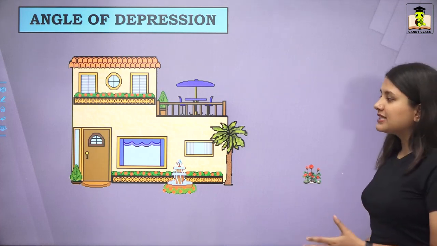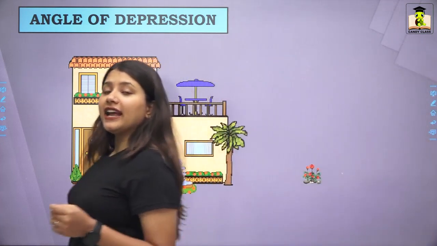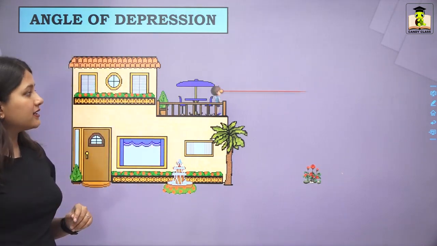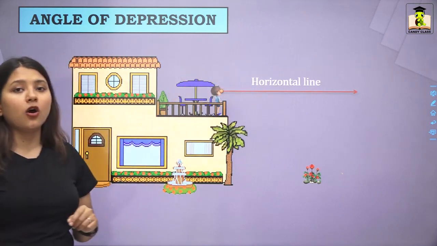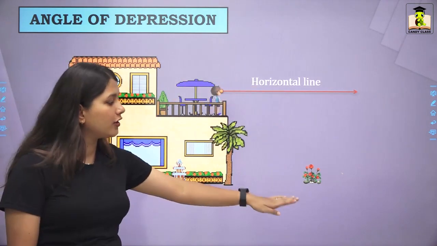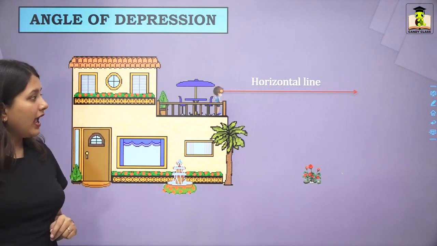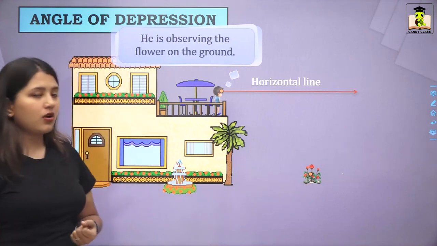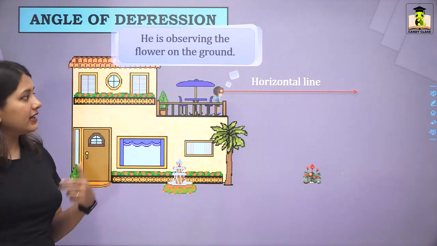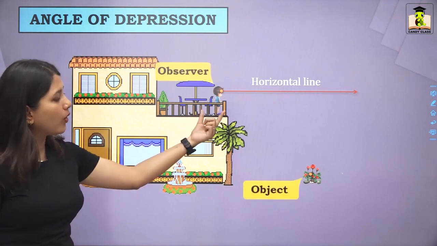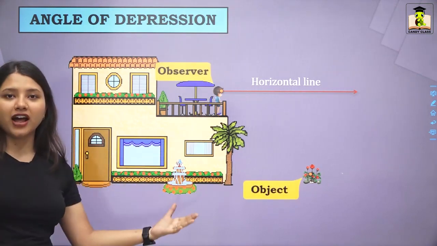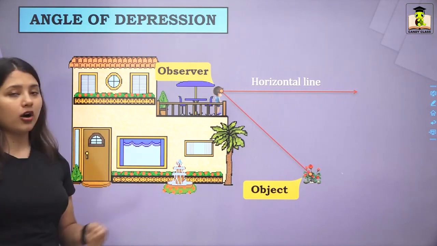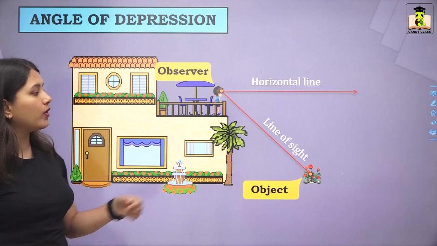In this case, you can see a house and on the terrace, Rohan is standing. And this line is known as the horizontal line because it is parallel to the ground. And now he is looking and observing the flowers on the ground. In this case, the observer is Rohan and the object is flowers. And the line between the observer and the object is known as what? Is known as line of sight.